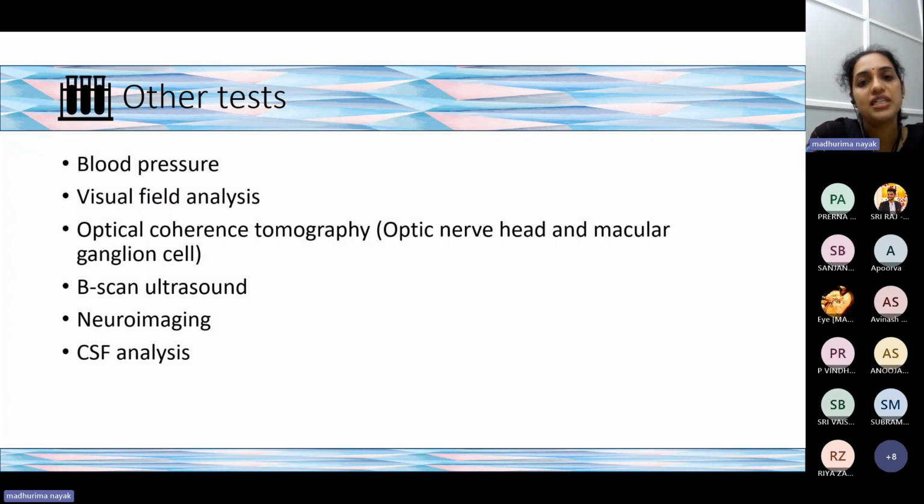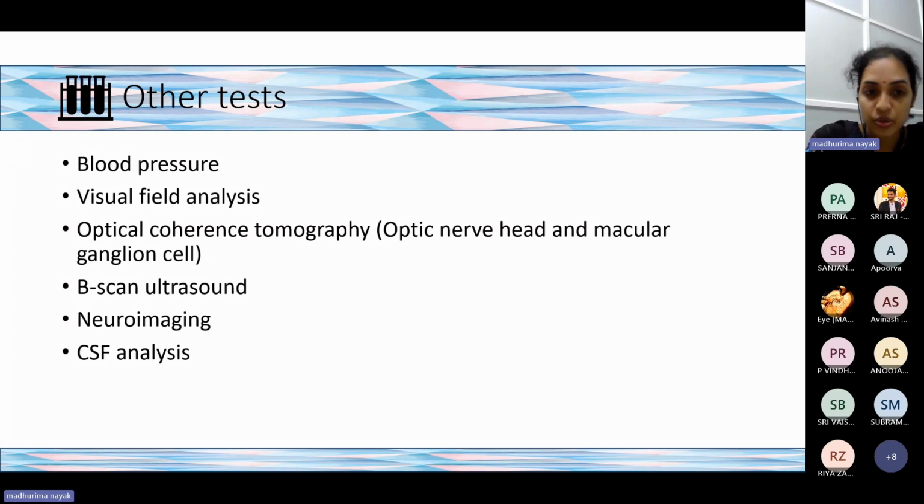Okay, then OCT we can use to measure the RNFL thickness around the optic disc and the macular ganglion cell layer. These are also not sensitive markers for disc edema or papilledema. It cannot help you to differentiate between any of the three conditions that I told you: pseudodisc edema, papilledema, or optic neuropathy. It just helps you to follow up the disc edema.